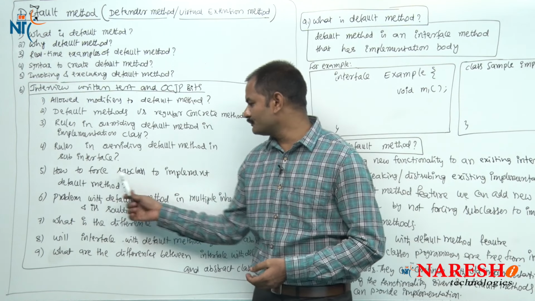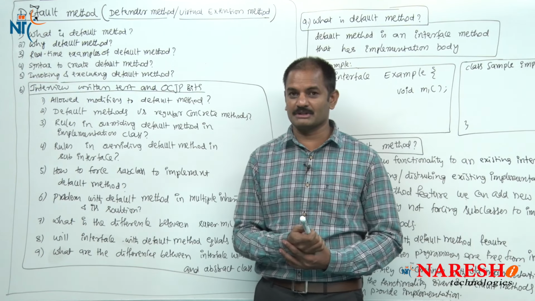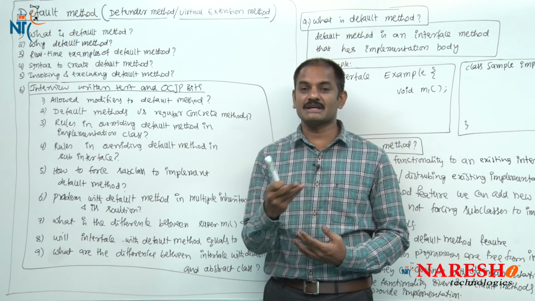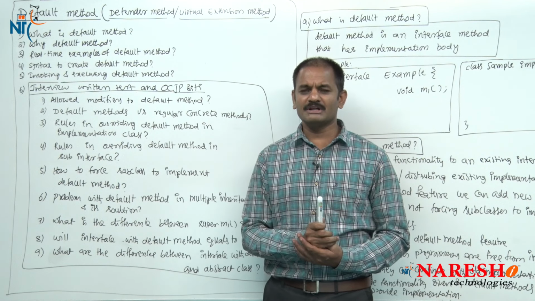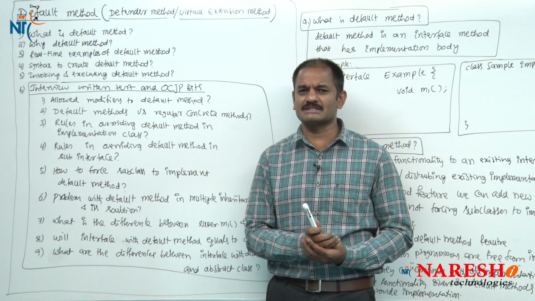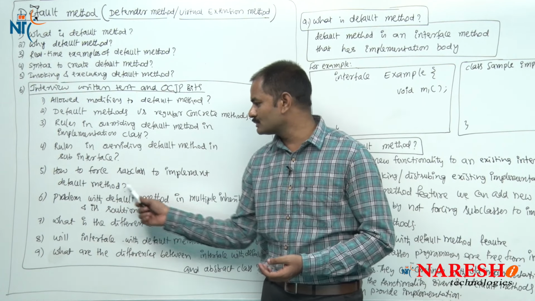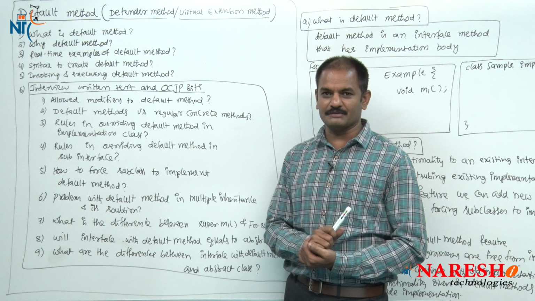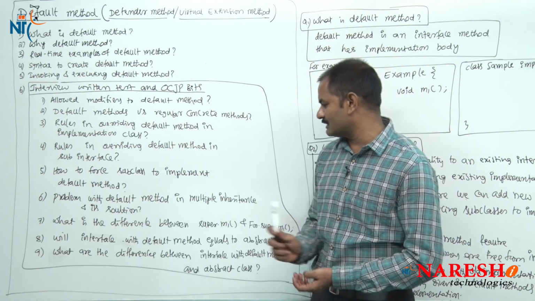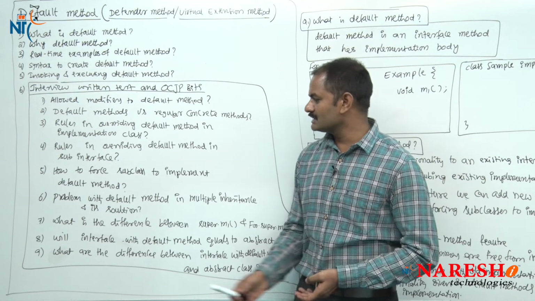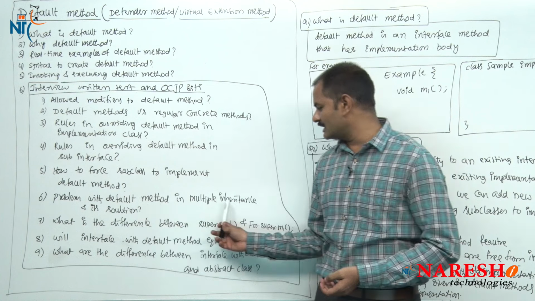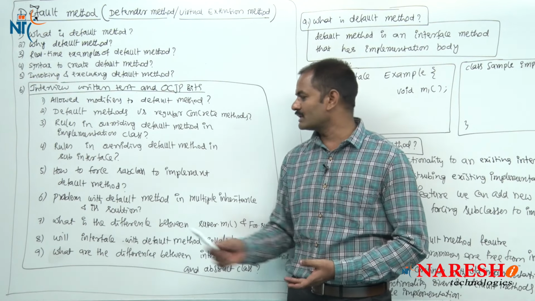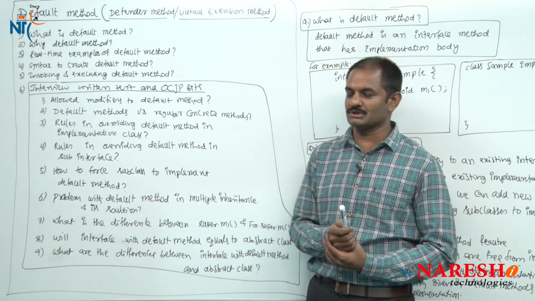Next, how to force a subclass to implement a default method. Default method implementation in a subclass is optional because it is a kind of concrete method, as I told. But how can I force the subclass to implement it? For that I have to follow some technique. What is the technique? Then, the problem with default method in multiple inheritance. Once the default method is introduced, the multiple inheritance problem is coming back, and its solution. What is the problem and how do we provide the solution?